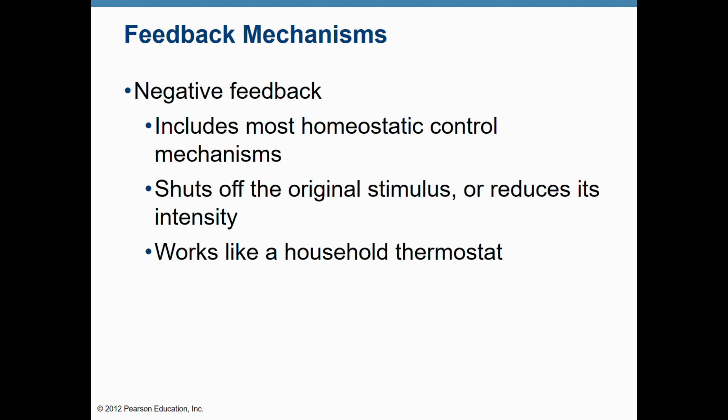So in our body, most of the functions or mechanisms are negative feedback. For example, if your body temperature is too high, your body is making a mechanism to make it lower down. If your blood pressure raises up, a negative mechanism will function so that your blood pressure will tone down. So it shuts off the original stimulus or reduces its intensity. So it works like a household thermostat.